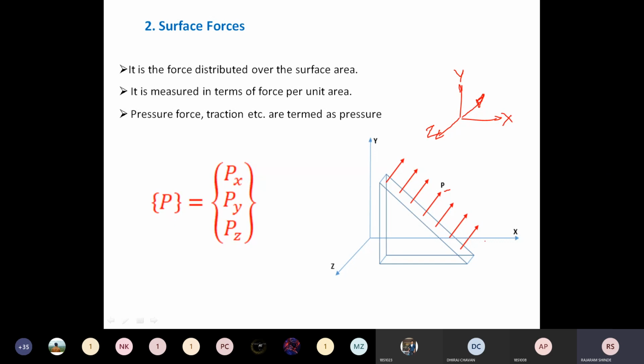See here, it may be only in the x direction. If your body is like this, and if I apply the force here, that will be normal to this vertical surface. And if it is normal to this vertical surface, then the direction of this force is only x, that means it has only x component, and y and z components are 0.